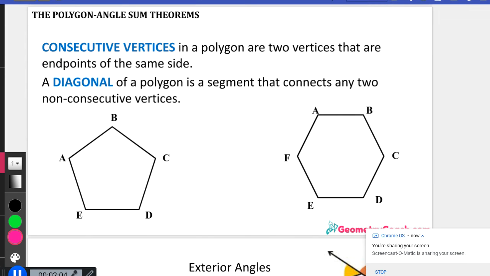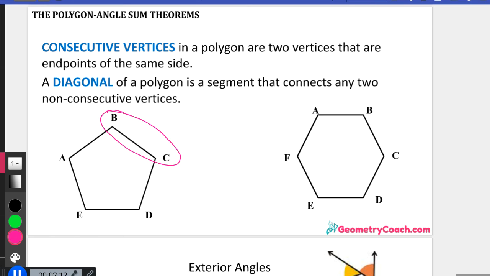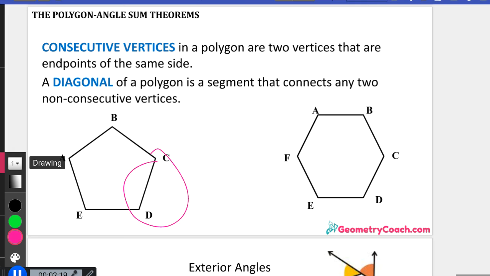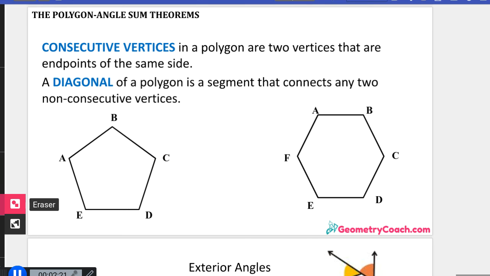All right, then we have consecutive vertices. And this is a new phrase. Consecutive vertices are just any two vertices that are right next to each other. So like B and C are consecutive, C and D are consecutive, E and D are consecutive, and so on.